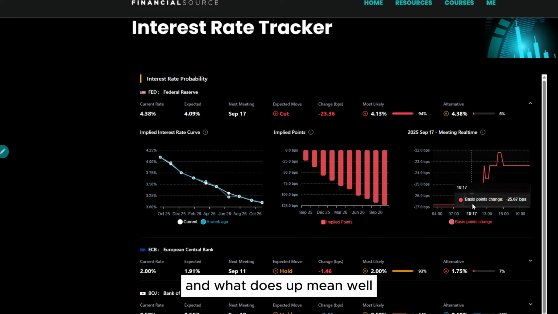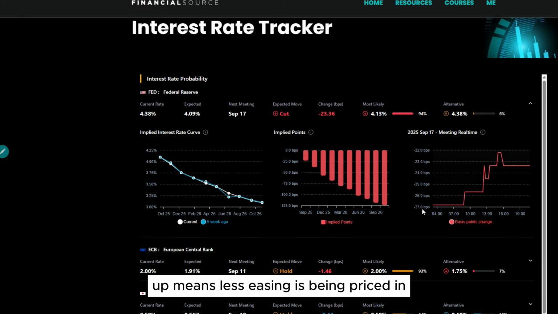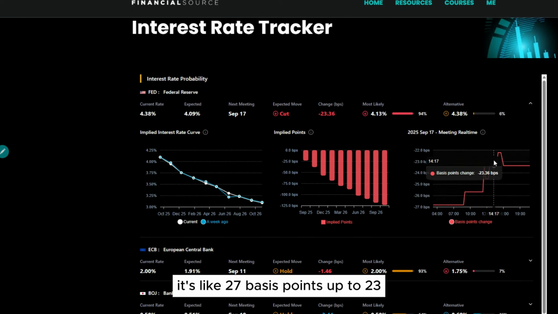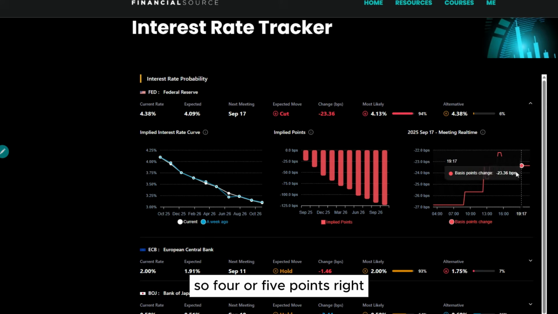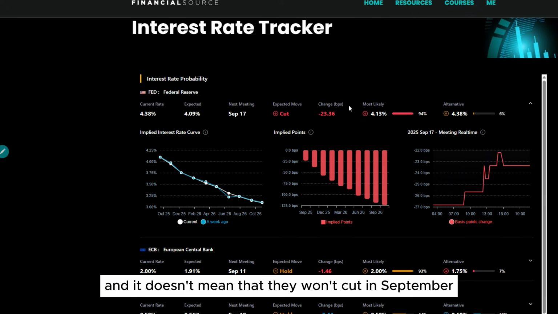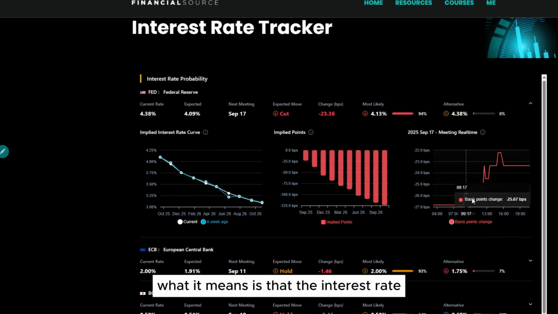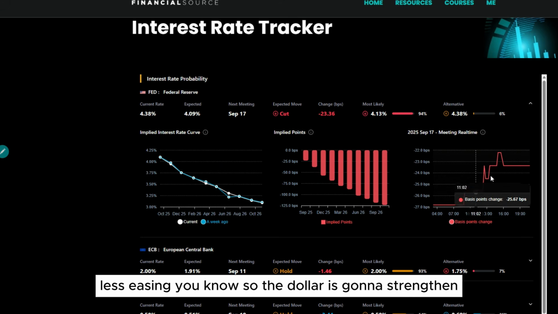And what does up mean? Well, up means less easing is being priced in. Less easing, right? Now it's not a lot. It's like 27 basis points up to 23. So 4 or 5 points, right? And it doesn't mean that they won't cut in September, but on an intraday basis, what it means is that the interest rate markets are saying, okay, less easing, so the dollar is going to strengthen.